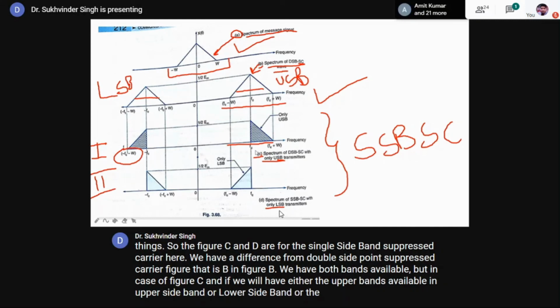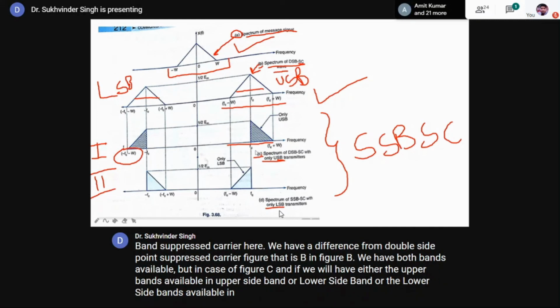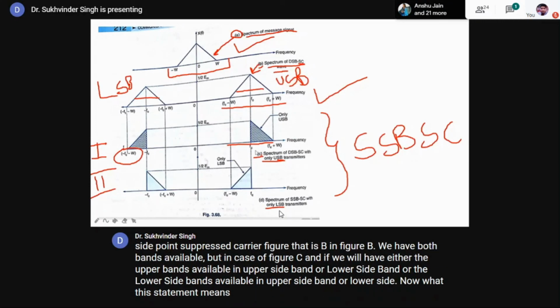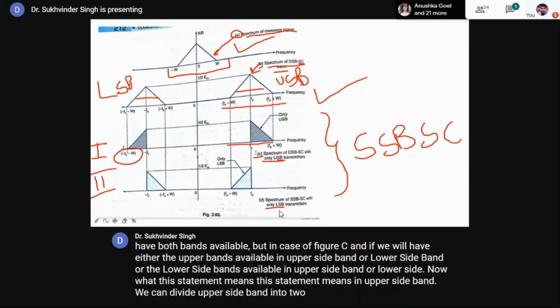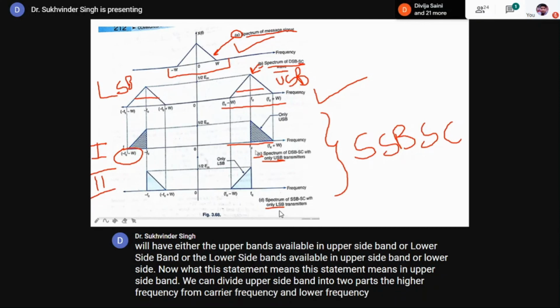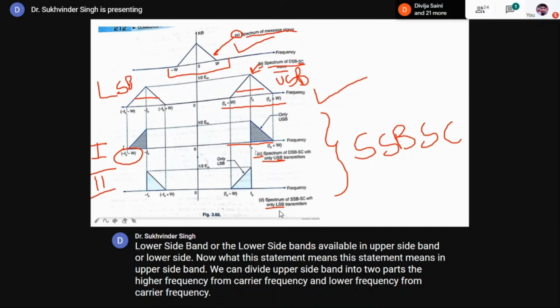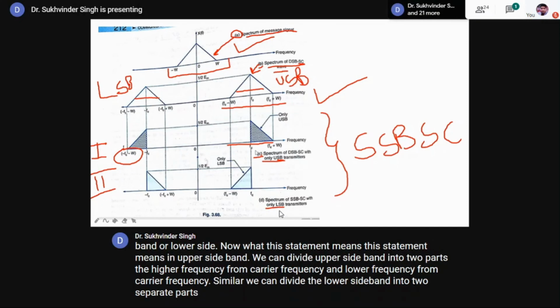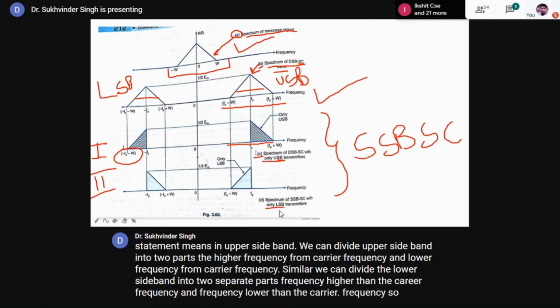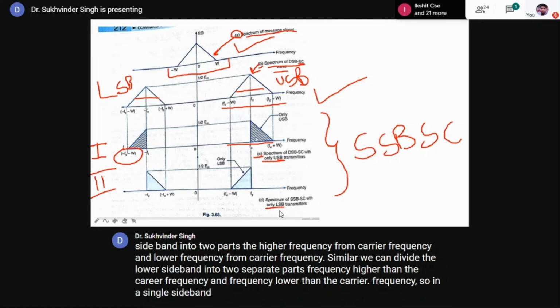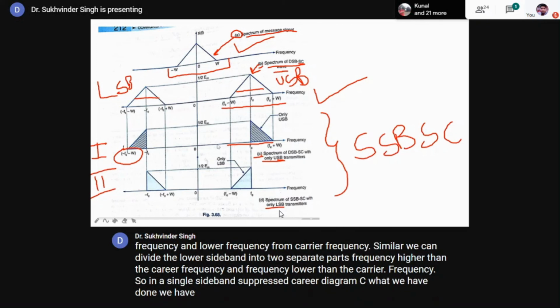Now what does this statement mean? This statement means that we can divide the upper sideband into two parts: the higher frequencies from the carrier frequency and the lower frequencies from the carrier frequency. Similarly, we can divide the lower sideband into two separate parts: frequencies higher than the carrier frequency and frequencies lower than the carrier frequency. So in single sideband suppressed carrier diagram C, what we have done is transmitted only those frequencies which are higher. Let me circle it.